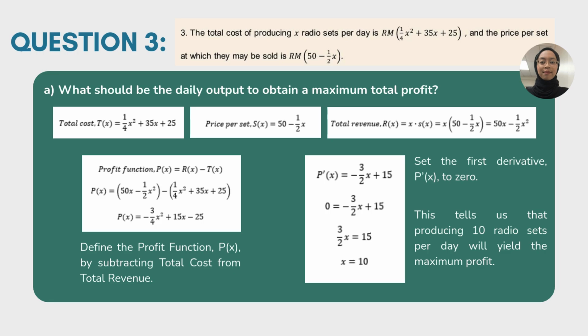To find the maximum profit, we need to define the profit function first, P(x), by subtracting total cost from the total revenue. After substituting our equations, we arrive at P(x) equals negative 3 over 4 x squared plus 15x minus 25. To find the maximum profit, we take the first derivative, P prime of x, and set it to 0. Solving this gives us x equals 10. This tells us that producing 10 radio sets per day will yield the maximum profit.